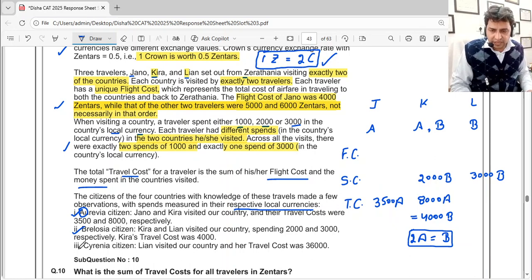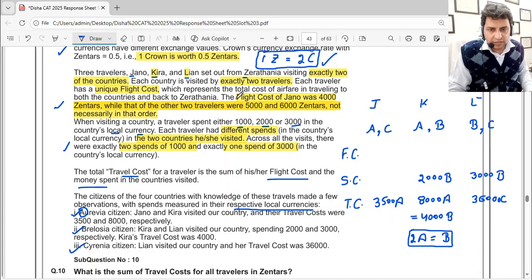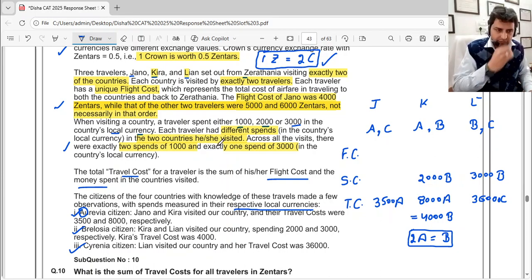Then the next information we have: Cyrenia citizen said Lian visited our country. So C was visited by Lian, and that means Jano also visited Cyrenia, I mean. And her travel cost, so Lian is a girl, we can say, a minus sign we will put there, and her travel cost was 36,000. So this is 36,000 and the currency is C. Now this all is the information which we have at the first floor. I hope this is quite clear. They have given some information and we have just marked it down.